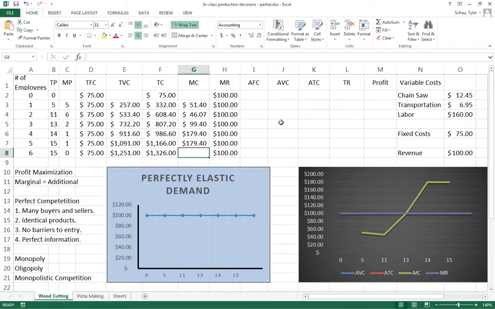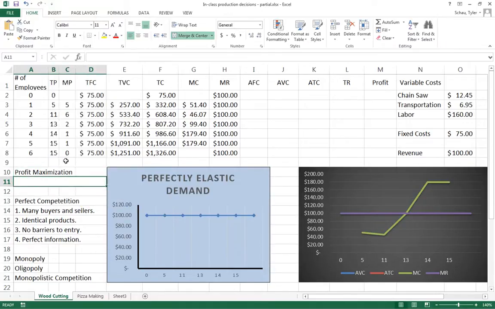Okay. Believe it or not, we actually have enough information now to answer this profit maximization problem. I'm going to get rid of this here. Profit maximization, or what I'm going to call the profit maximizing level of output, is the place where MR equals MC. This is like the golden rule of economics right here.